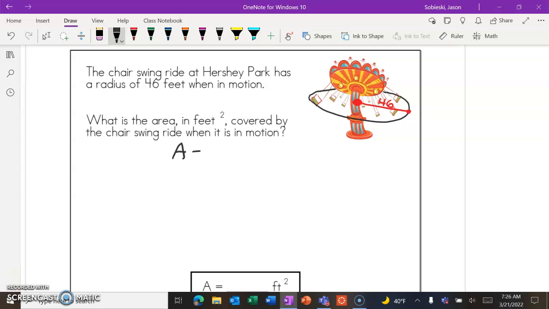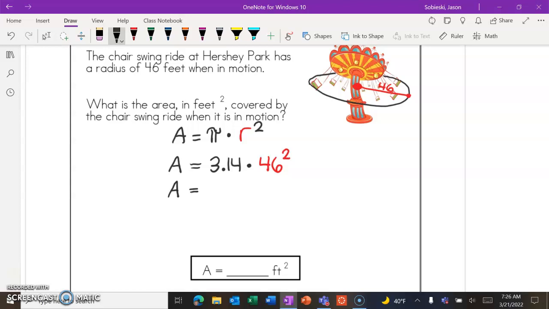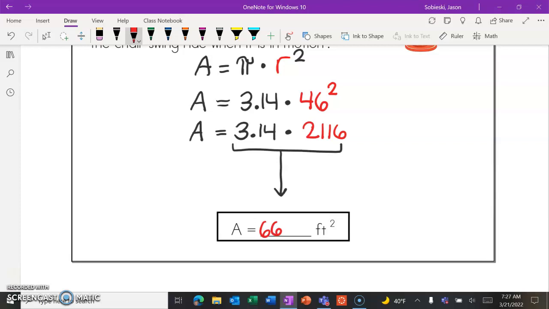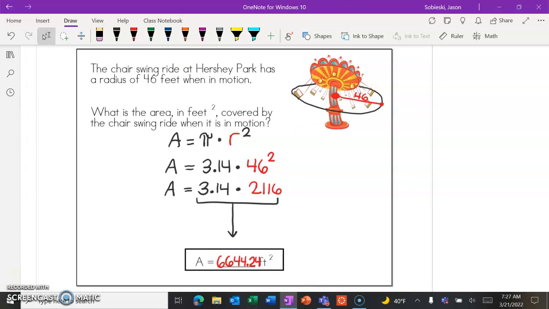We know area is equal to pi times radius squared. So we can go make our substitutions. Pi is just equal to 3.14. In this case, our radius is 46, and don't forget to square it. Just like the previous example that we did, I'm going to rewrite this. Not going to change anything with the 3.14, but I am going to figure out what 46 squared is. So 46 times 46 is 2,116. This gives us our multiplication problem. We go right to our calculator and see that we get 6,644.24 square feet, which would be the area that is created by the circle when those swings are in motion.